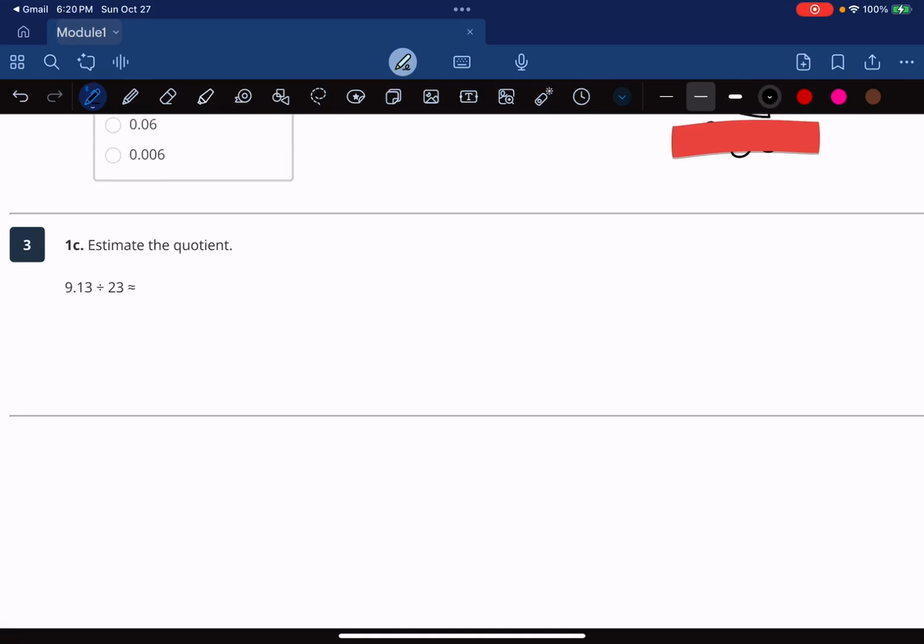Alright, this is Module 2, Lesson 29. We are going back into decimals. We divided by decimals on Friday before we left, and we're going to go into decimals with estimation. So, we're going to still use our compatible numbers like we have been. Let's set up 9 and 13 hundredths divided by 23.